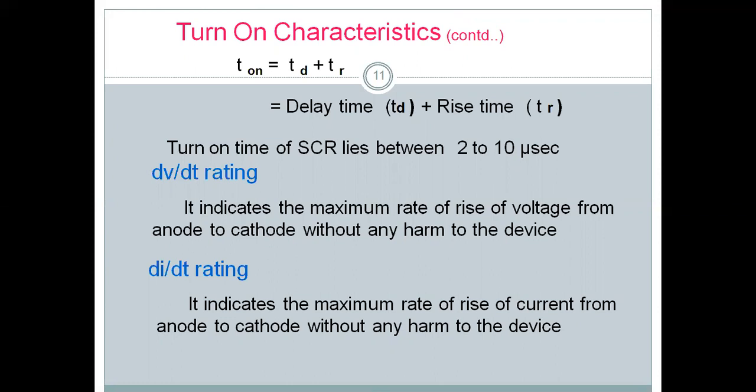dV by dt rating indicates the maximum rate of rise of voltage from anode to cathode without any harm to the device. Then coming to di by dt, it indicates the maximum rate of rise of current from anode to cathode without any harm to the device.